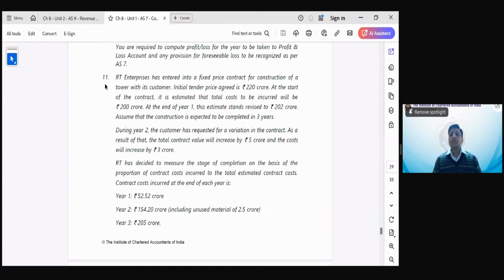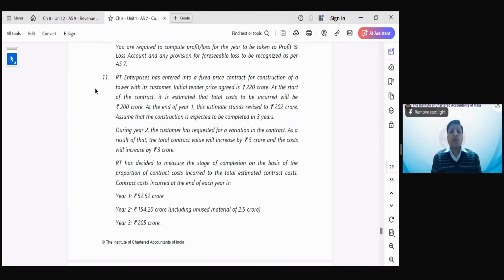All right, so it says RT has a fixed price contract for construction of TAR. So there's a fixed price contract. TAR is required to be constructed. Initial tender price is 220 crore. At the start of the contract, it is estimated that the total cost to be incurred will be 200 crore. Revenue is 220, and the estimated cost to begin with was 200 crore. At the end of year one, this estimate got changed, so the total estimated cost became 202 crore.